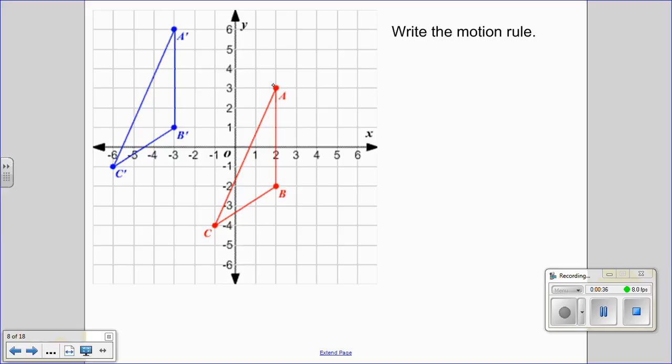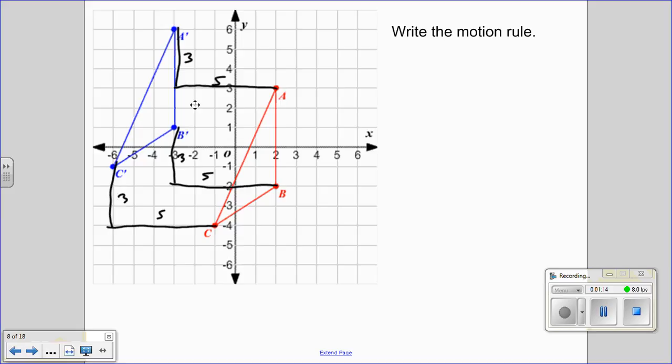So start with A. To get from A to A prime, first you went left 5 units, and then you went up 3 units. Okay, let's investigate B. Left 5 units, up 3 units. So far, it seems to be a trend. Let's just be sure. C, you go left 5 units, and again, up 3.